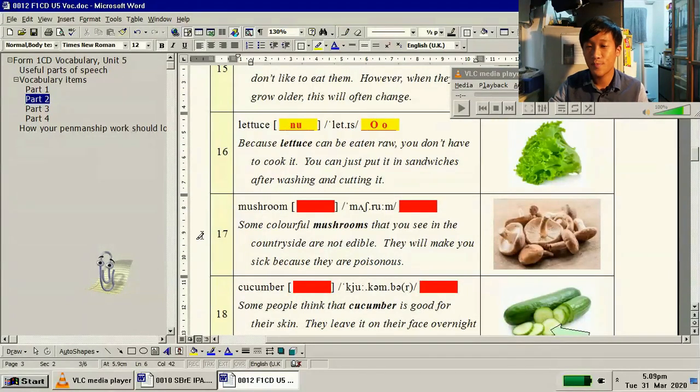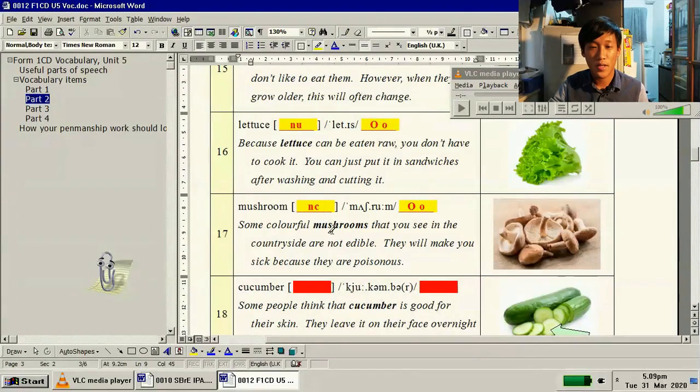Item 17. Some, and then with an S. So it's a countable noun. The stress falls on the first syllable, there are altogether 2 syllables. The first one is stressed, so it has a higher pitch, da, and then the second syllable is unstressed, so lower pitch, da. Da.